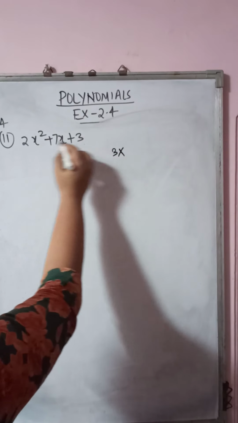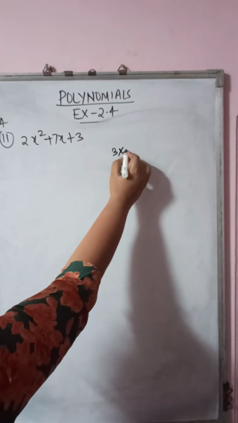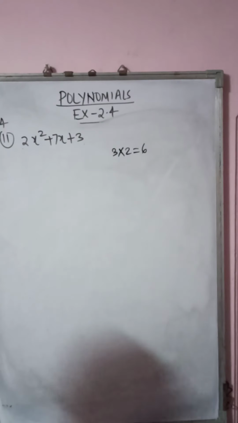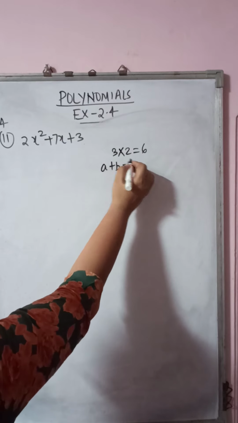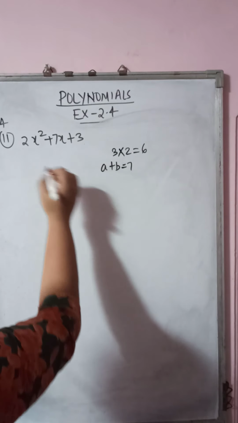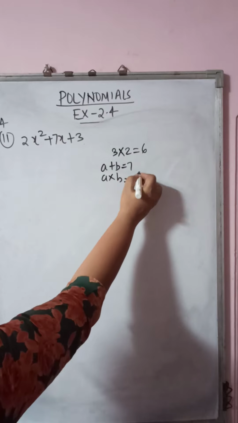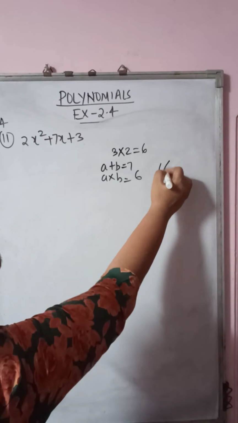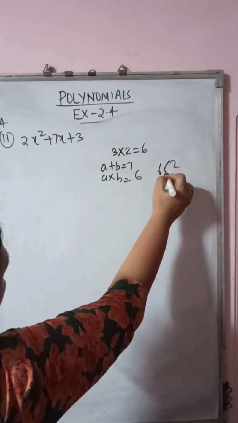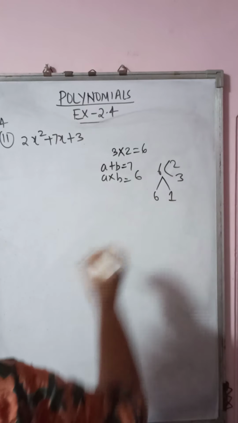So 3 into, what is the coefficient of first term? 2. So 3 into 2, 6. Means you need to find the factor of 6 here, so that when you add the two numbers you should get plus 7, the middle term, and when you multiply them you should get 6. So the factors of 6 could be 2 and 3, or it could be 6 and 1, right?